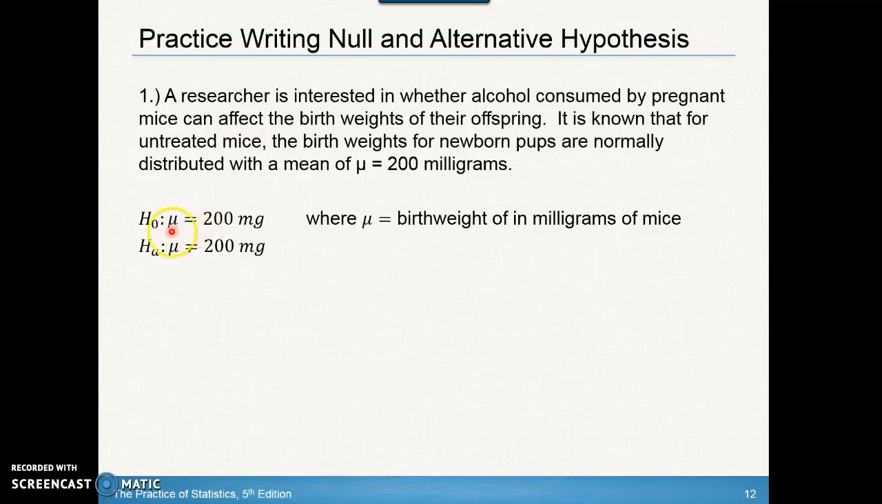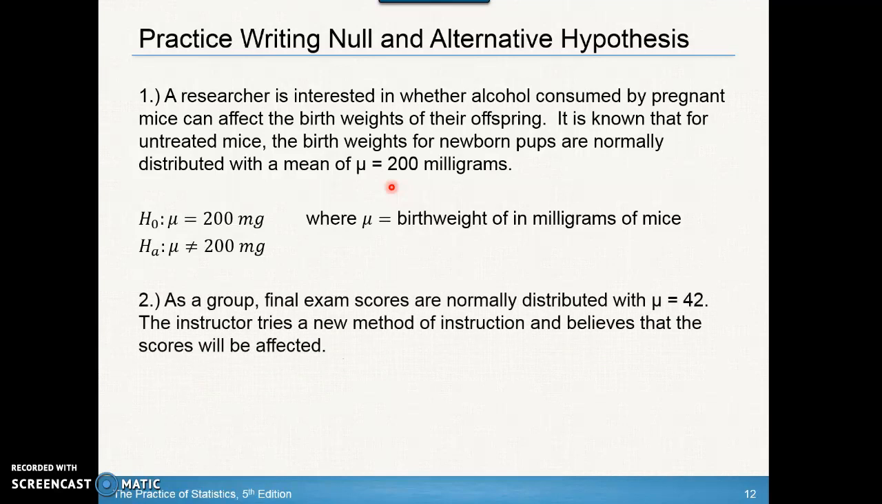All right, so the null is assuming that it's not any different than what the population claim is. The mu is equal to 200. The alternative is based on the wording of the question up here. And then make sure that you define what mu is, the birth weight in milligrams of mice. Now notice how this says not equal to. So that's like saying we don't know if, when you take alcohol, is it going to make the newborn pups weigh more, or is it going to make them weigh less?